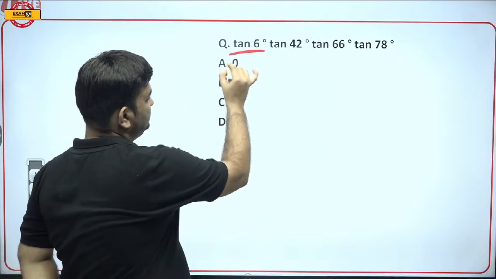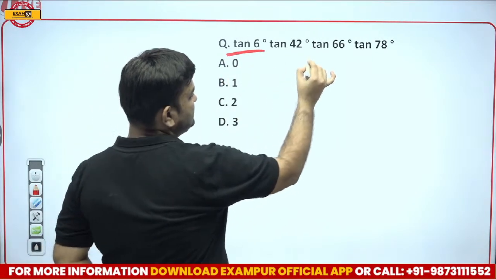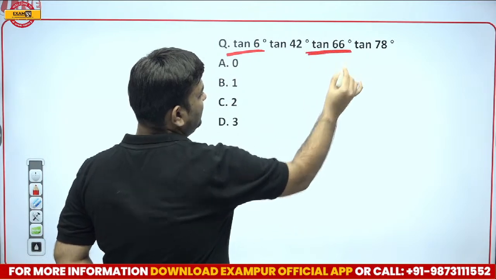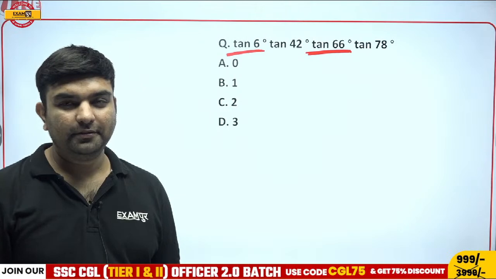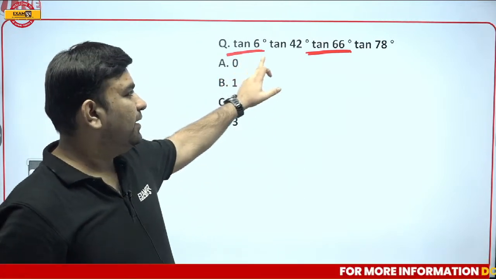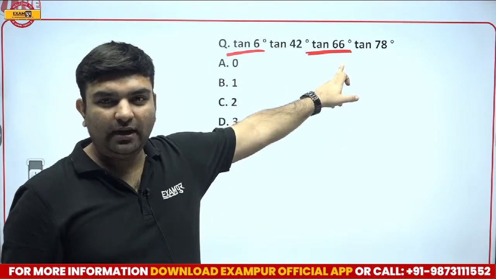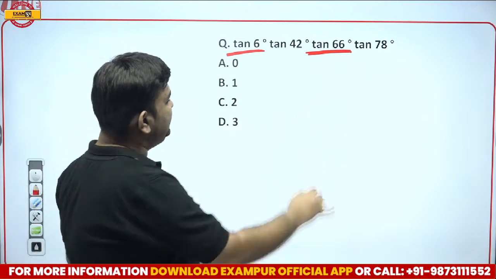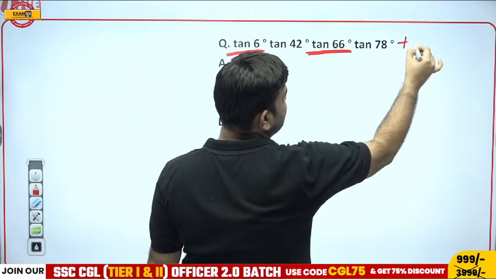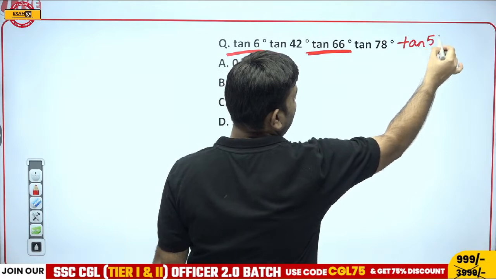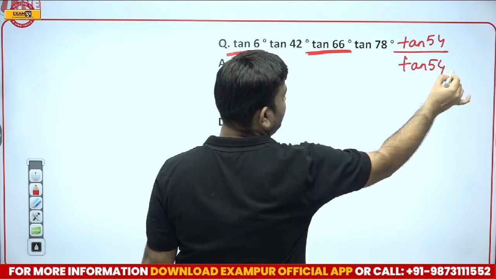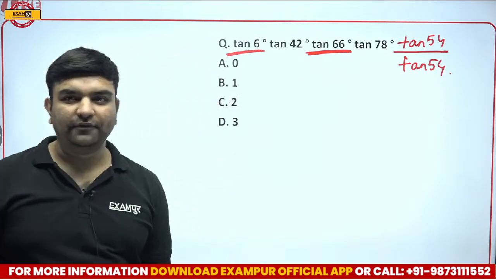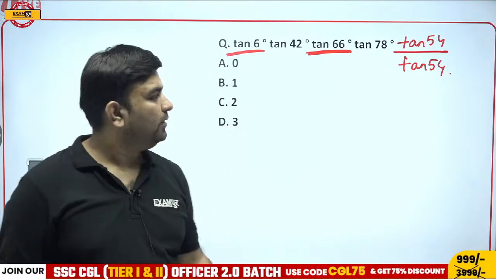Theta, 60 plus theta. 60 minus theta is missing. Theta, 60 plus theta, 60 minus theta. 60 minus 6, 54 is missing. Multiply and divide by 10, 54.